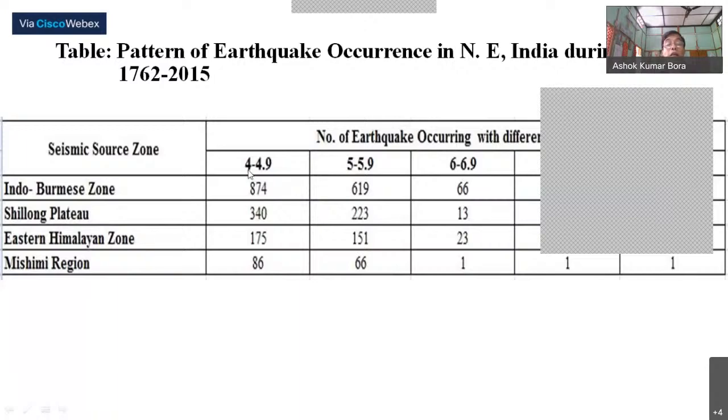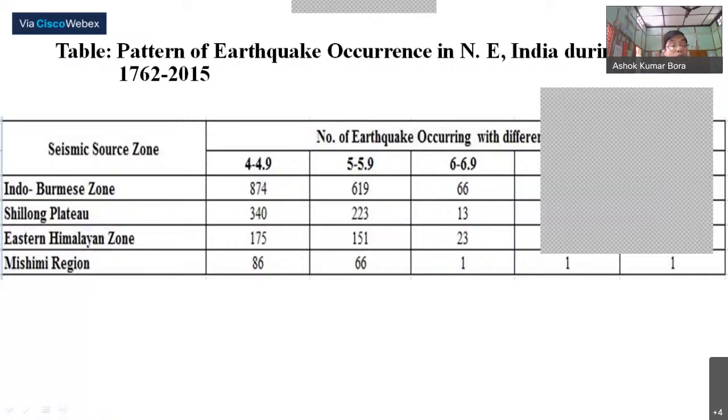In the Indo-Burmese zone, there are 874 earthquakes between 4 and 4.9 magnitude. And in this way, above magnitude 6, there are actually 74 earthquakes we observed. And in the Shillong Plateau, above 6 magnitude, there occurred 18 earthquakes. And in the Eastern Himalayan zone, above 6 magnitude, there occurred 23 earthquakes. And in the Mishmi region, above 6 magnitude, there occurred only 3 earthquakes.